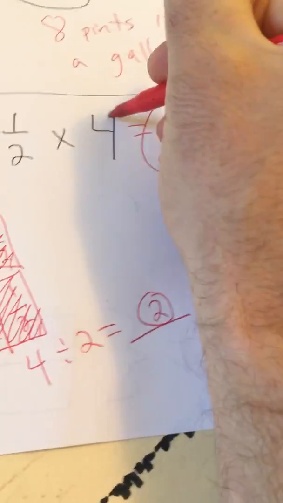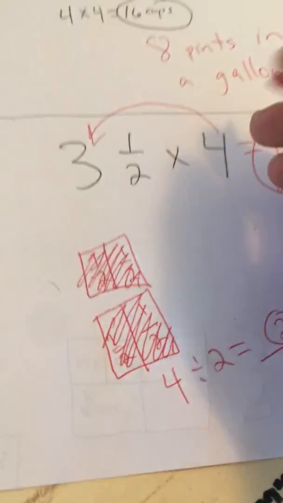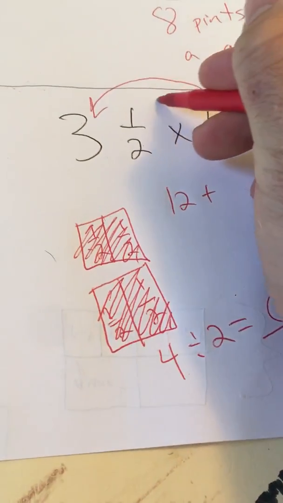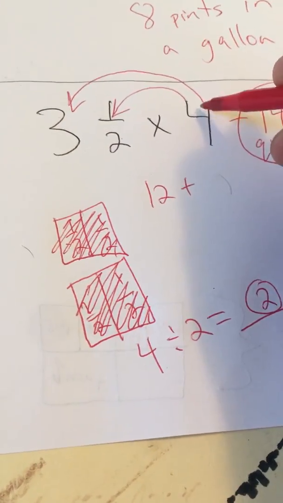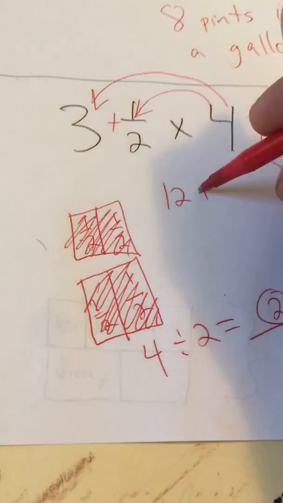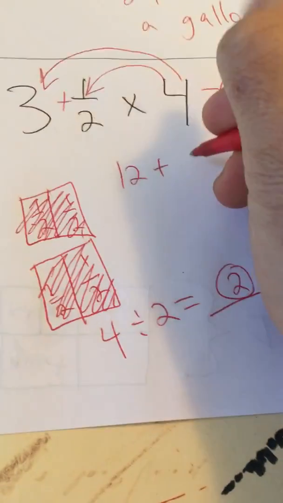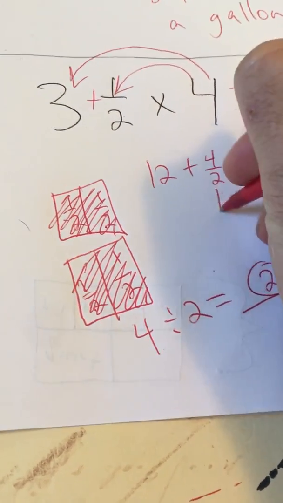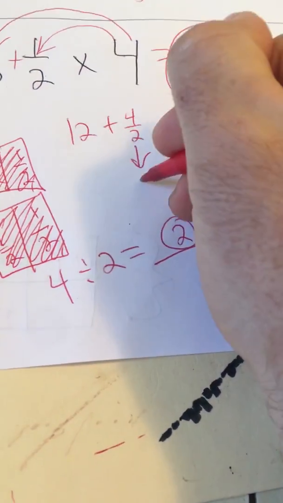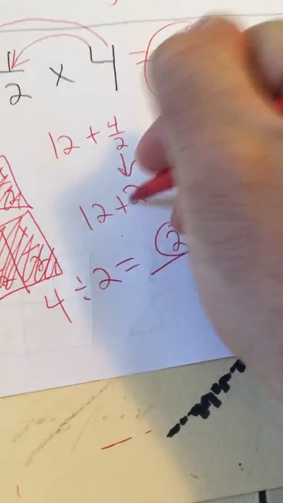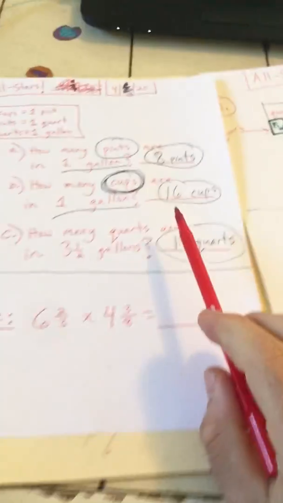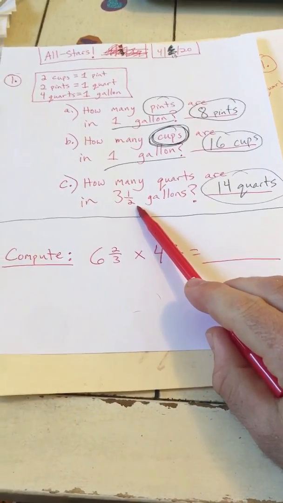3.5 times 4, we could do 4 times 3 is 12. But then we have to do 4 times a half also. You're doing 4 times 3 plus a half. So you do 4 times 3 is 12. Then you add 4 times 1 half is 4 halves, which again we said earlier, 4 halves is equal to 2. So 12 plus 2 is 14. And there are 14 quarts in 3.5 gallons.